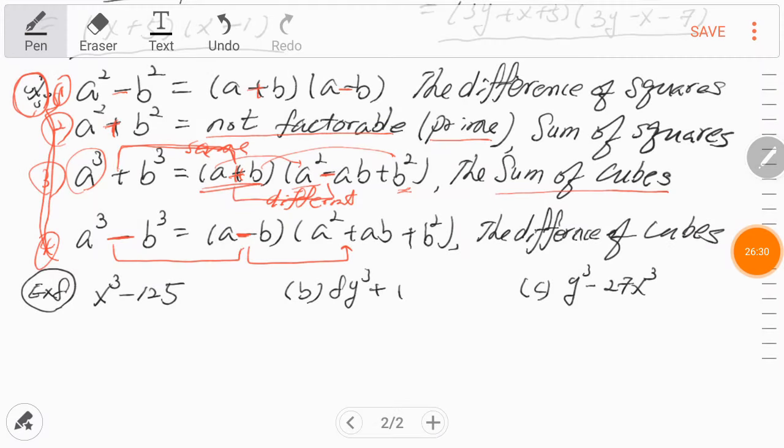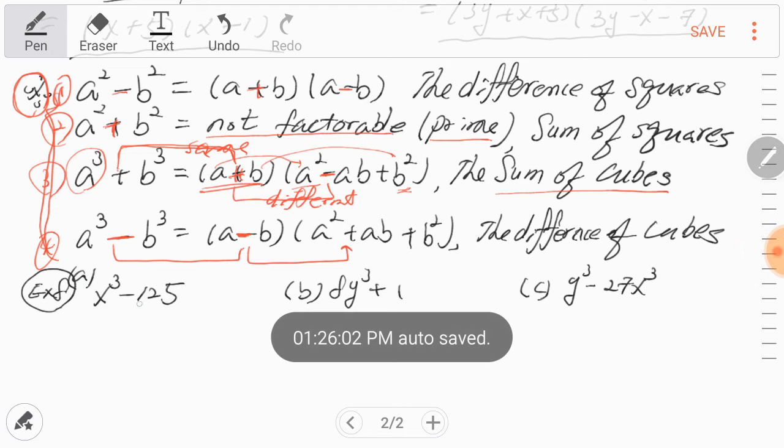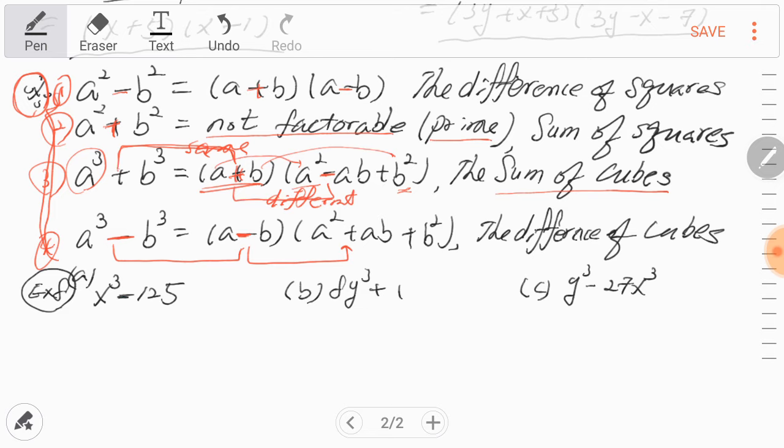So the first example is x cubed minus 125. This is a binomial with the minus, and the first term is a cube. If this satisfies the difference of two cubes, then we will use the formula number 3. The 125 is 5 cubed, so this is in the difference of two cubes form.